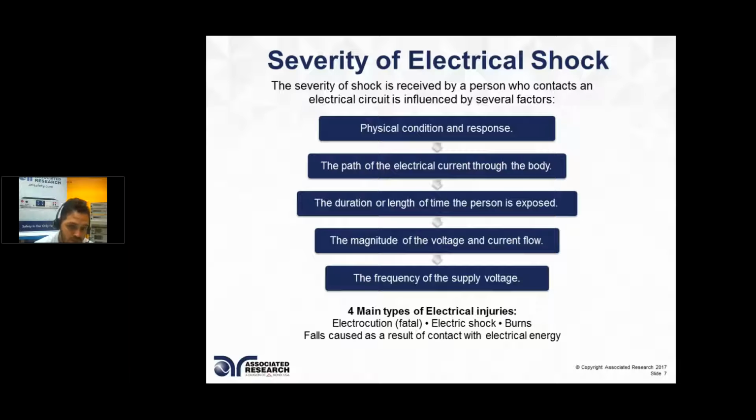And then falls caused as a result of contact with electrical energy, right? So that same guy who was on a ladder, or someone in a confined space, or someone who gets shocked who has other live parts behind them, right? If they get pushed into that, well, that is going to increase the severity of their electrical shock.